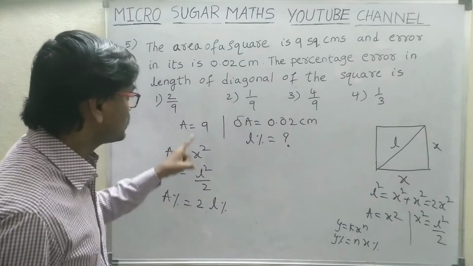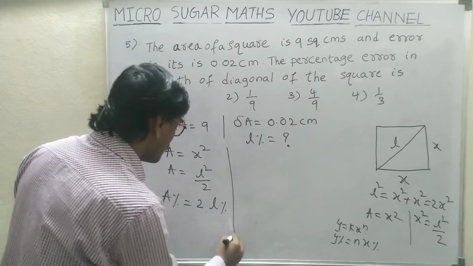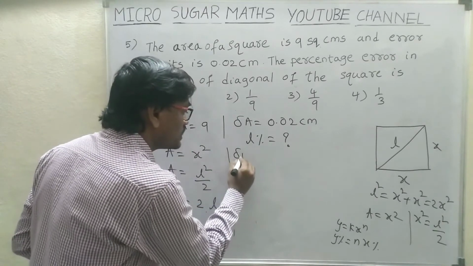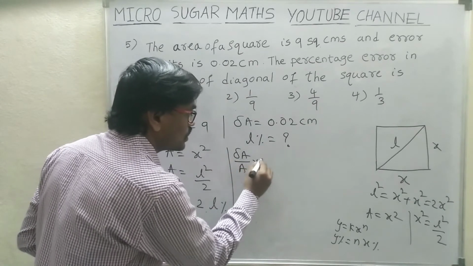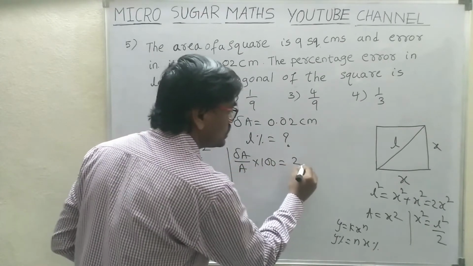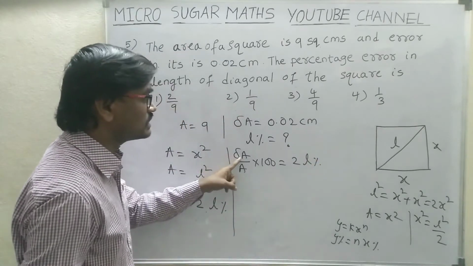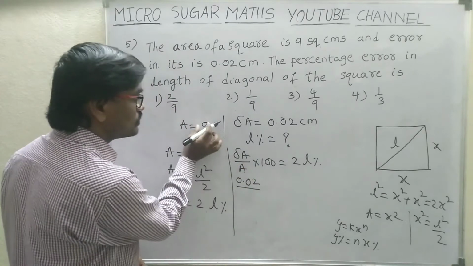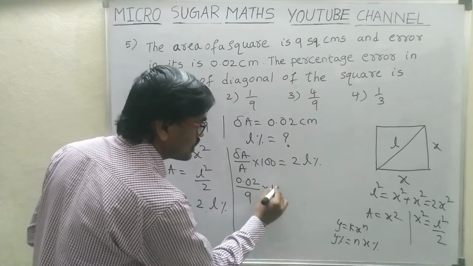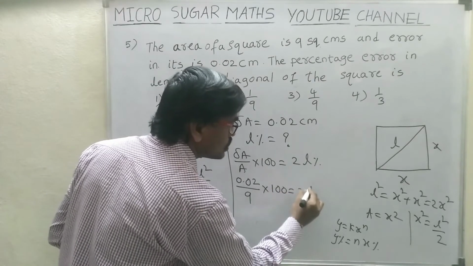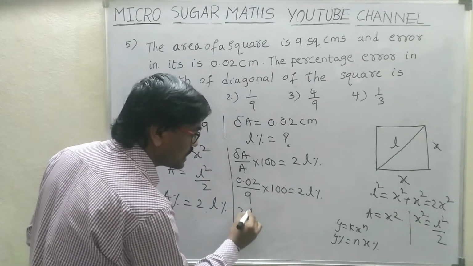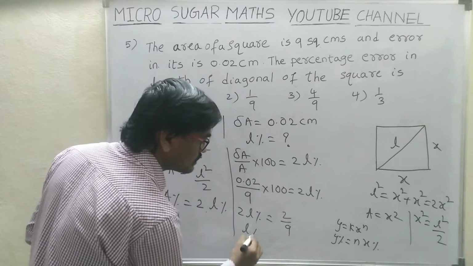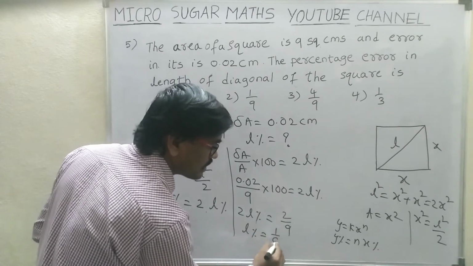Now students, what is A percentage meaning? The percentage of A is delta A by A into 100, which is equal to 2 into L percentage. What is delta A value? 0.02 by, what is A value? 9. 9 into 100 is equal to 2L percentage. Therefore 2L percentage is equal to 2 by 9. Our required L percentage is 1 by 9.